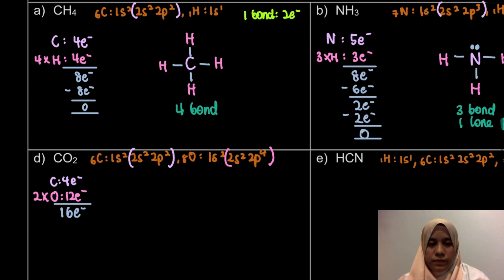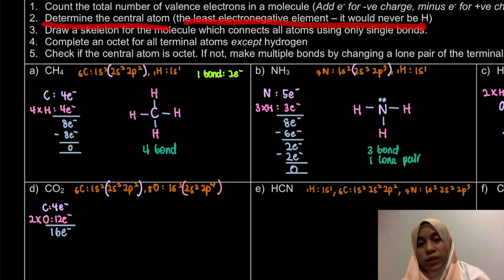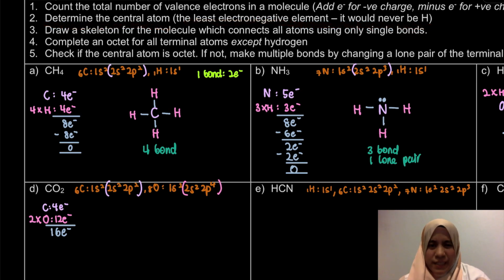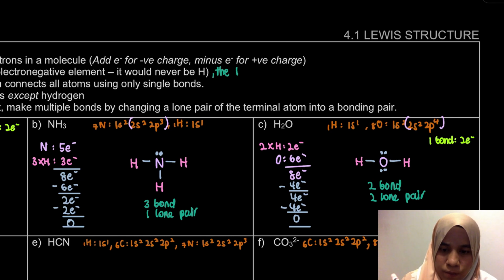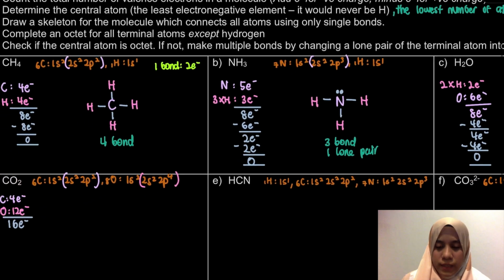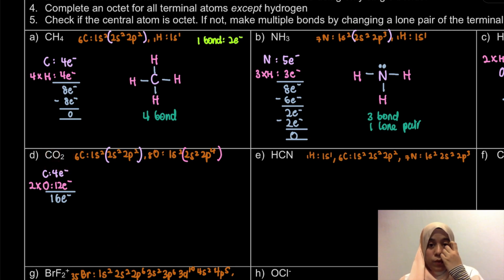Next, it says here, determine the central atom, which must be the least electronegative element, and it will never be H. Before this it was always H. But this time around, CO2. So, which one will be the center? Actually, an easy hint: it will never be H. Then, another one, the lowest number. The atom with the lowest number. So, in this case, carbon has only one, oxygen has 2. So, the one that will be the center is the one with the lowest number, carbon. The center must be a single one. So, here is the center. So, this is our carbon.